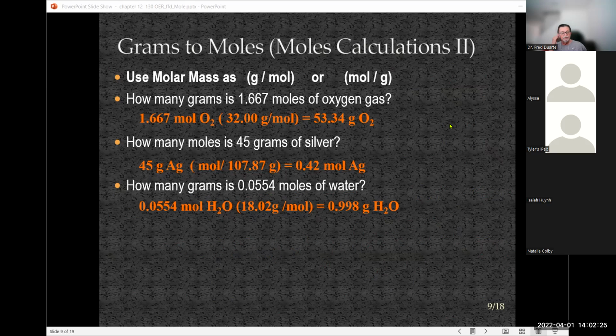And so roughly just a little bit shy of 1 gram of water, 1 cc of water, has 0.0554 moles of water. So 0.998 grams of water represent 0.0554 moles of water. Okay. All righty. I think I got one more.